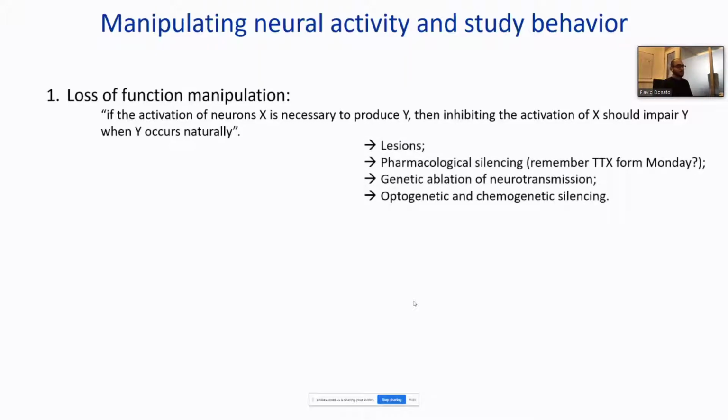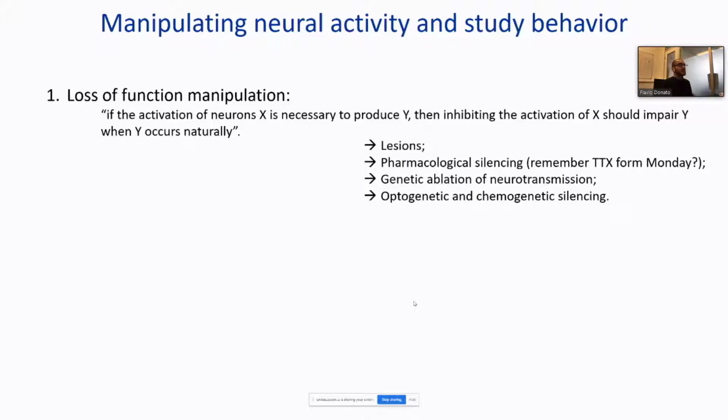This type of manipulation that induces loss of function is largely lesion. You literally lesion the part of the brain that you think is responsible for that behavior. You can induce silencing of those neurons, and you should have seen one way in which we can do silencing at the molecular level on Monday when we applied TTX to our simulation.